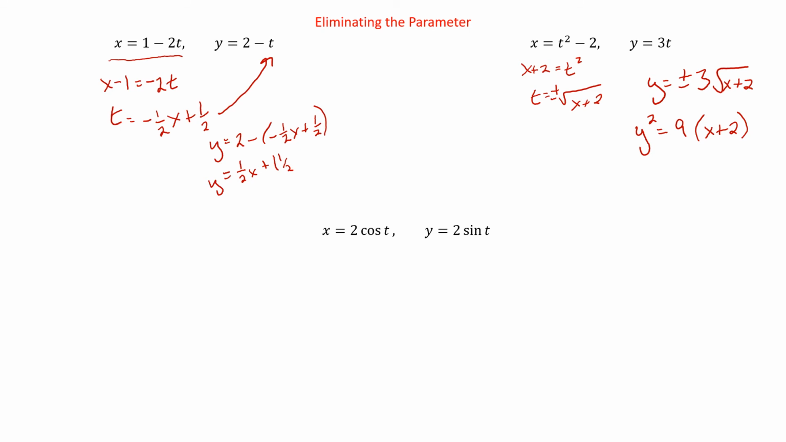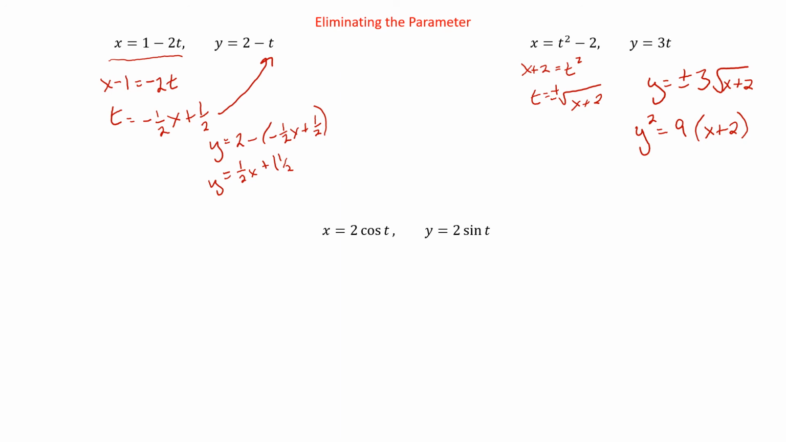What if we had something like this? x equals 2 cosine t, y equals 2 sine t. Here we wouldn't really want to solve for a t, because we'd have an inverse cosine, which we'd then have to put into the sine, and that's going to become a bit problematic. Well, what else could we do? We have cosine and we have sine.